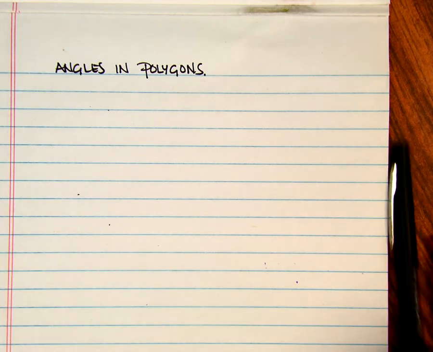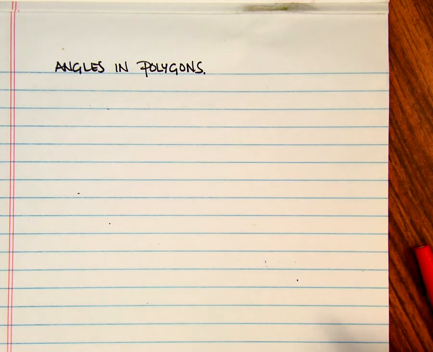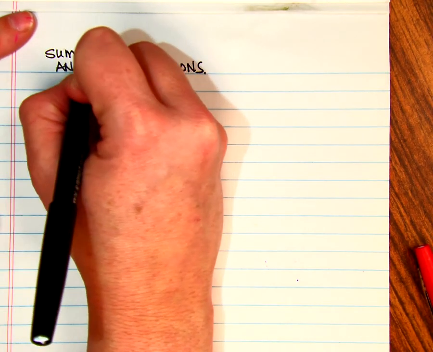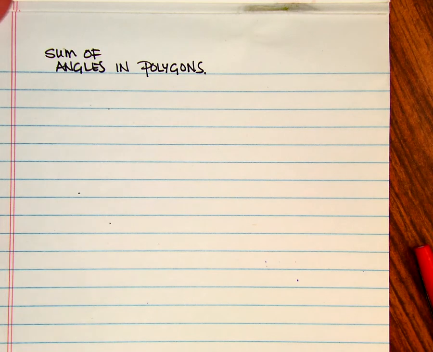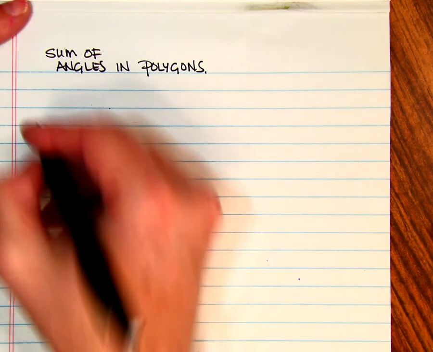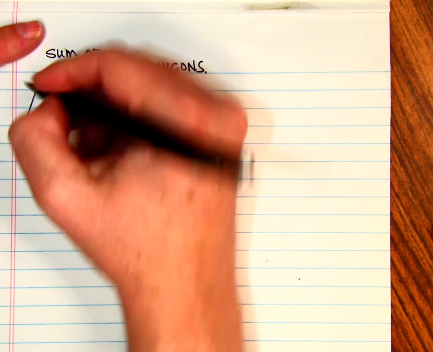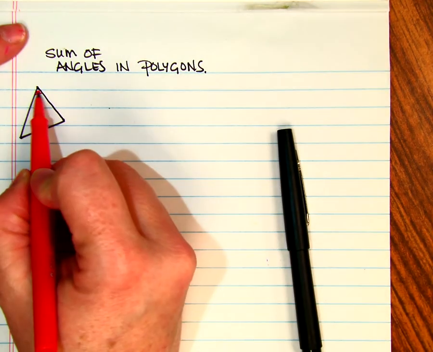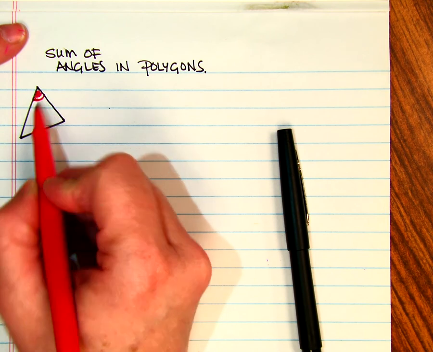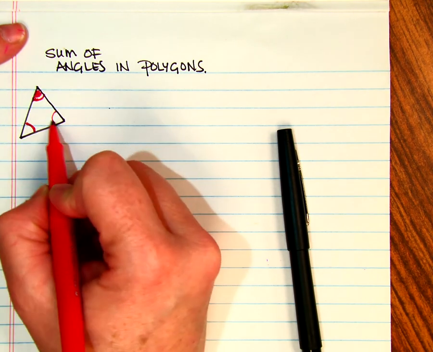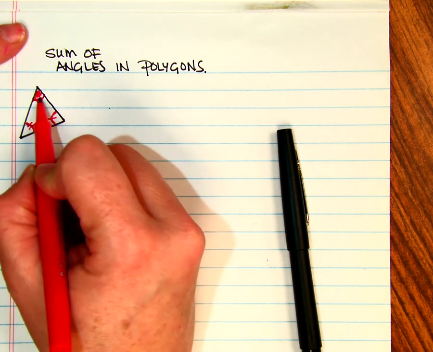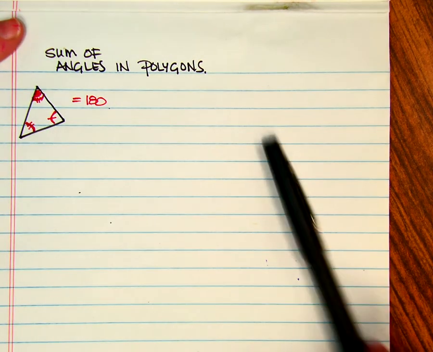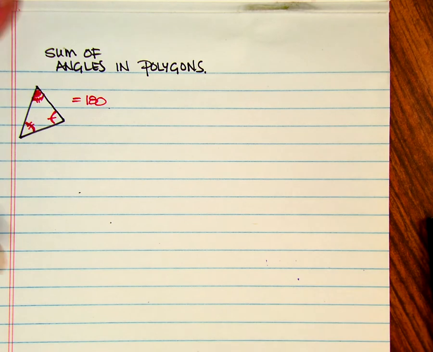Okay, so we are going to be talking today about angles, or the sum of the angles in polygons. We have worked with triangles. So we know that all of the interior angles, so this angle plus that angle plus that angle, we know that those equal 180. And we've actually done some other proofs showing that.